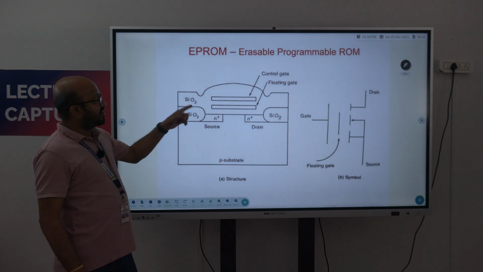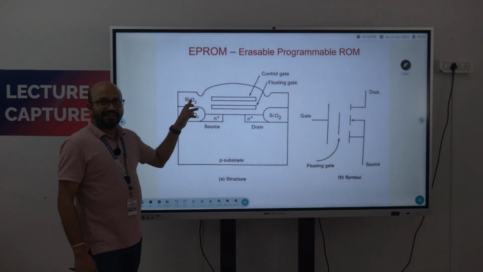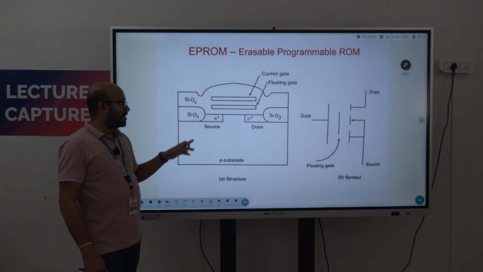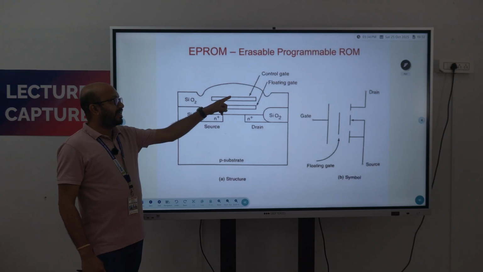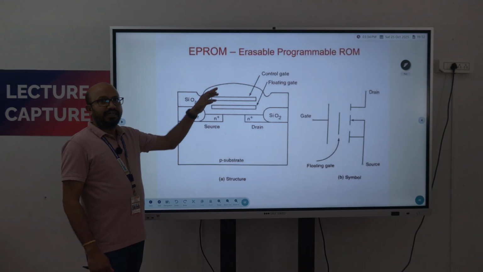This is the inside of an erasable programmable read-only memory. This is silicon dioxide. SiO2 is nothing but silicon dioxide. So the material is etched within a substrate material, a P substrate material. Here there is a control gate as well as a floating gate. By using the control gate only we can give the data, store the data, or read the data.